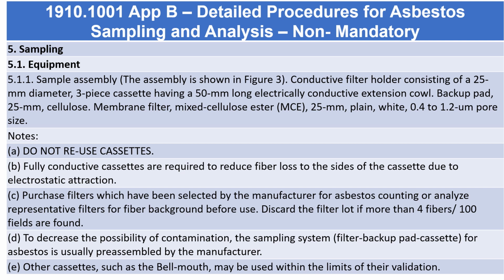Notes. A. Do not reuse cassettes. B. Fully conductive cassettes are required to reduce fiber loss to the sides of the cassette due to electrostatic attraction. C. Purchase filters which have been selected by the manufacturer for asbestos counting or analyze representative filters for fiber background before use. Discard the filter lot if more than 4 fibers/100 fields are found. D. To decrease the possibility of contamination, the sampling system, filter backup pad cassette, for asbestos is usually pre-assembled by the manufacturer. E. Other cassettes, such as the bell mouth, may be used within the limits of their validation.